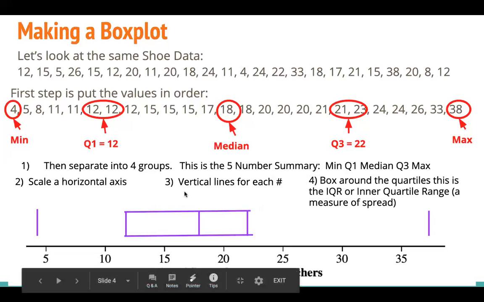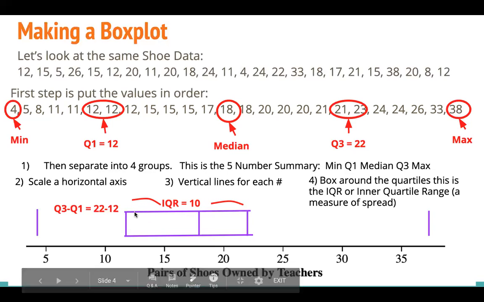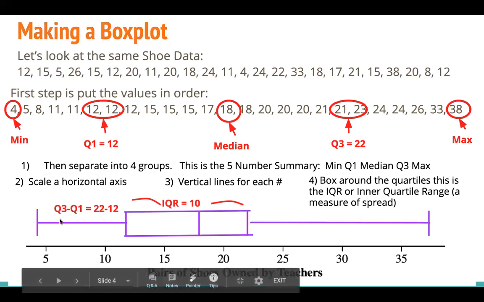So here's my box, and this is something we call the interquartile range. This is the middle half of the data, where most of the teachers are. Most of the teachers are here in between 12 and 22, and I call this distance between them the interquartile range. So they fall within this 10 range, and if I subtract 22 minus 12, I get that this IQR, this length of this box, is 10. So about half the teachers fall within this 10 pair of shoe range. And finally, I go ahead and make the whiskers on the box and put it out that way.